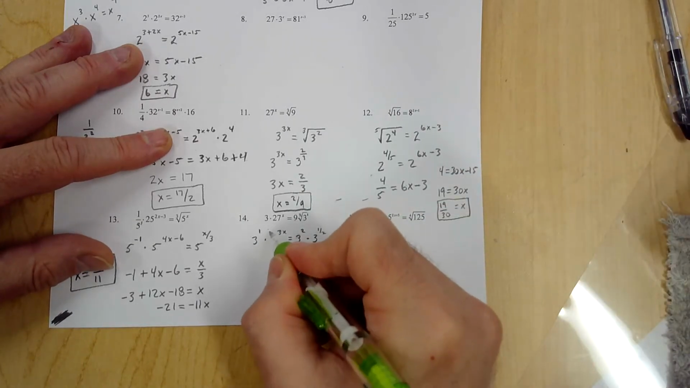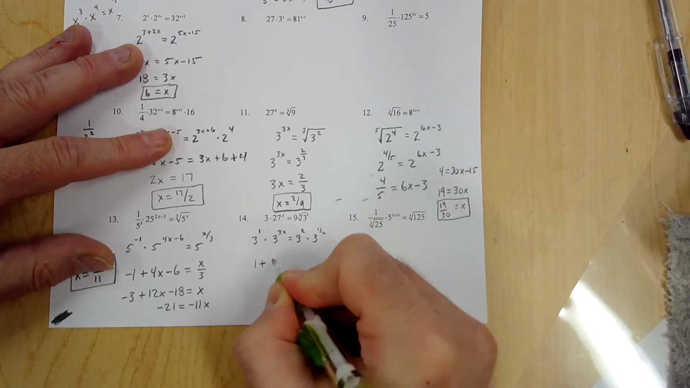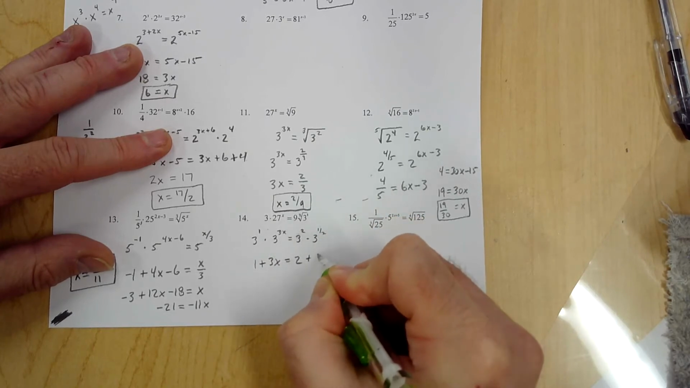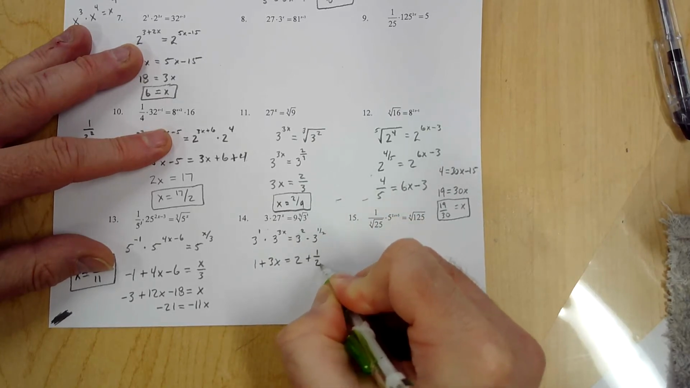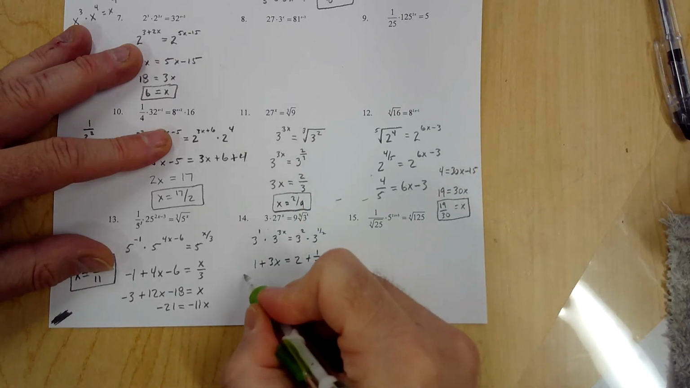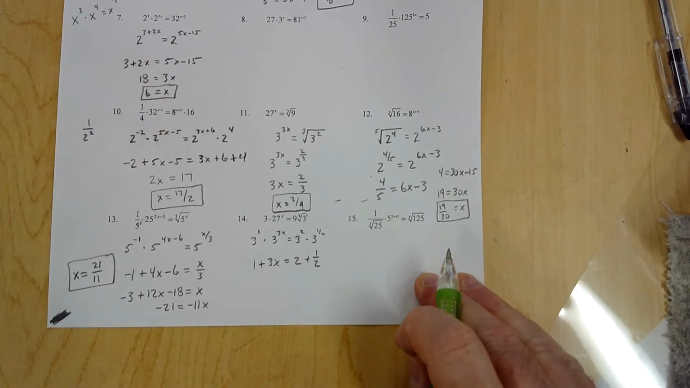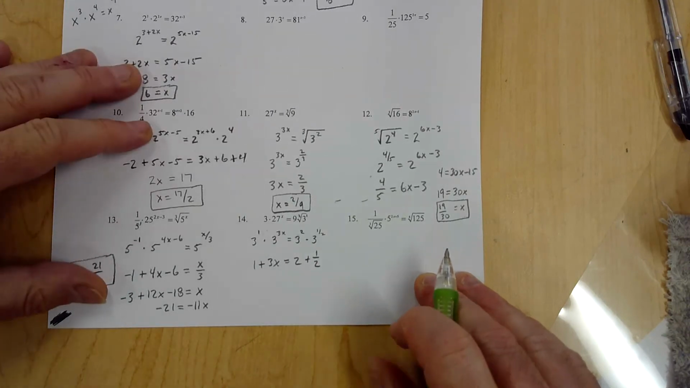Okay, so then I would combine these by adding those together, 1 plus 3x. And I would combine those by adding them together, 2 plus 1/2. You'll notice I didn't actually combine them. And I would have the bases of 3's still here, but the next step would be to get rid of those 3's, so I might as well get rid of them now.